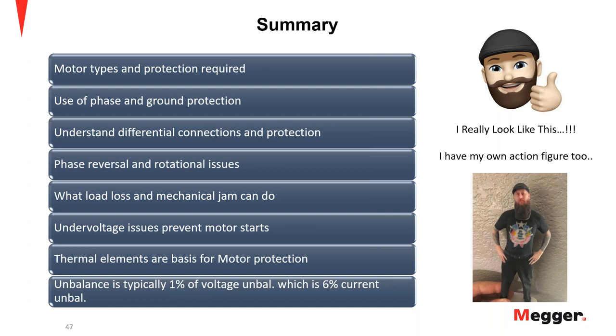Undervoltage issues can help prevent a motor from starting, or if the motor's already running and an undervoltage issue occurs, then the proper 27 element will need to be set. It needs to be set so that if you do have an undervoltage condition while the motor's running, the motor doesn't continually start spinning because of the high inertia of the load itself. So we want to make sure we protect that.